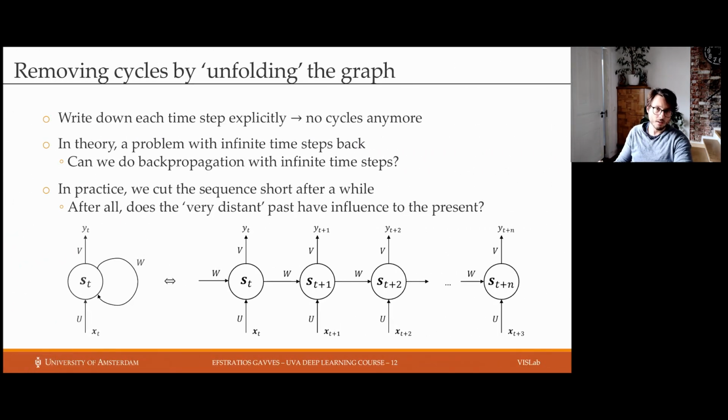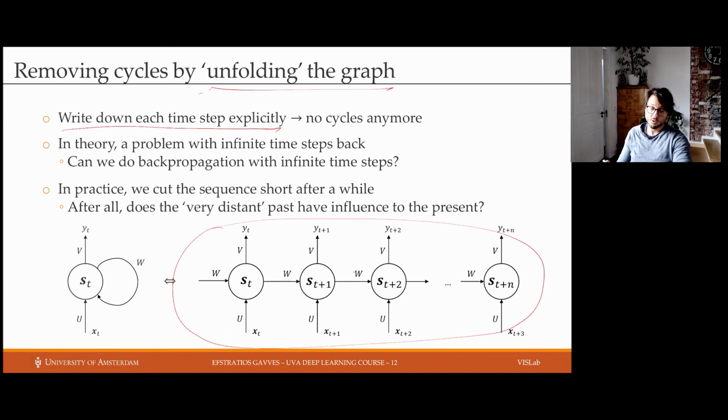To remove the cycles, because that's also one of the problems, we can just unfold the graph. So write down each time step explicitly, like in this picture. And in this picture, if we do it like that, there are no cycles anymore. No cycles. We've got shared parameters, but this is something that backpropagation can deal with, as we'll see.